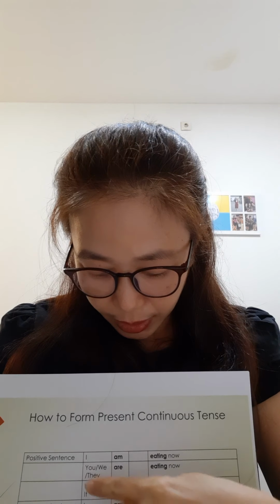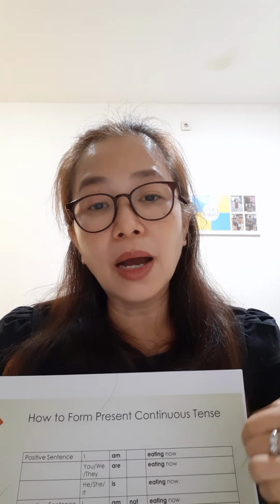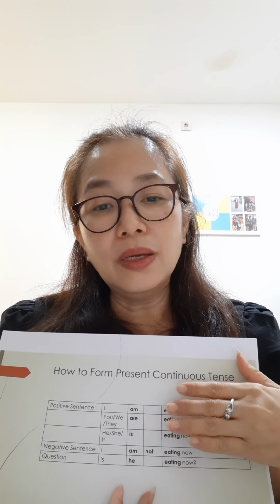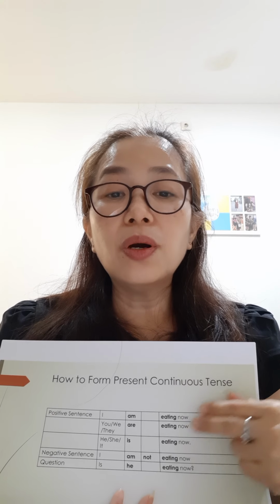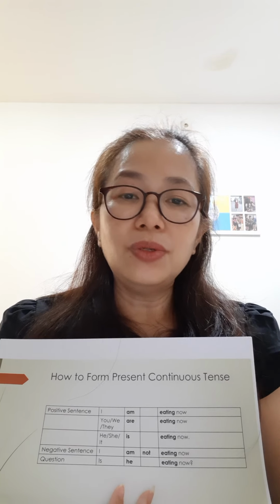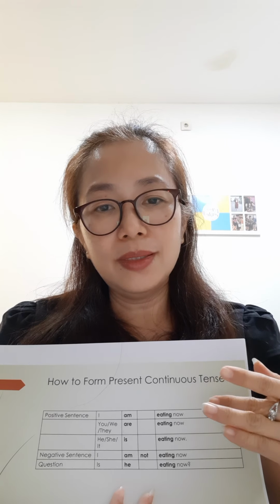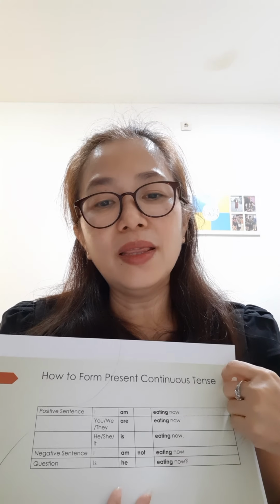Now in here, you see the example. I am eating now. It shows that at the time of speaking, you are still eating. So the way of forming is just put am, is, or are, and then use verb ing, right? Now I, you use am. You, of course, are. He, she, it, you use is. They are. We are. Good, and then plus verb ing.